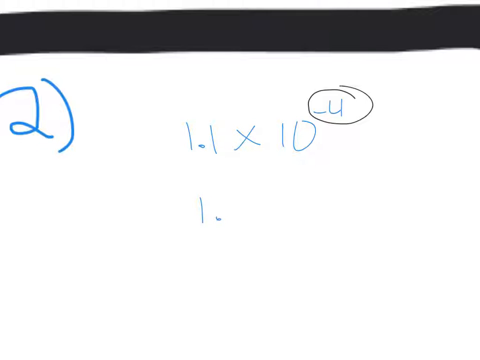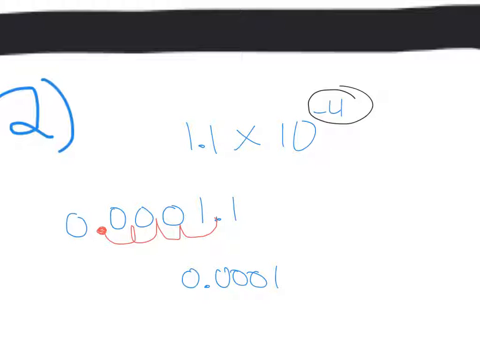So here we go. I've got 1.1, and that negative 4 tells me to move it to the left 4 times. So it's going to go 1, 2, 3, 4, and you make its home right there. Fill in the remaining empty spaces with zeros. And there we go. I can put another 0 on the left of that decimal; it doesn't change the value. So 1.1 times 10 to the negative fourth is 0.00011. All right, moving right along.